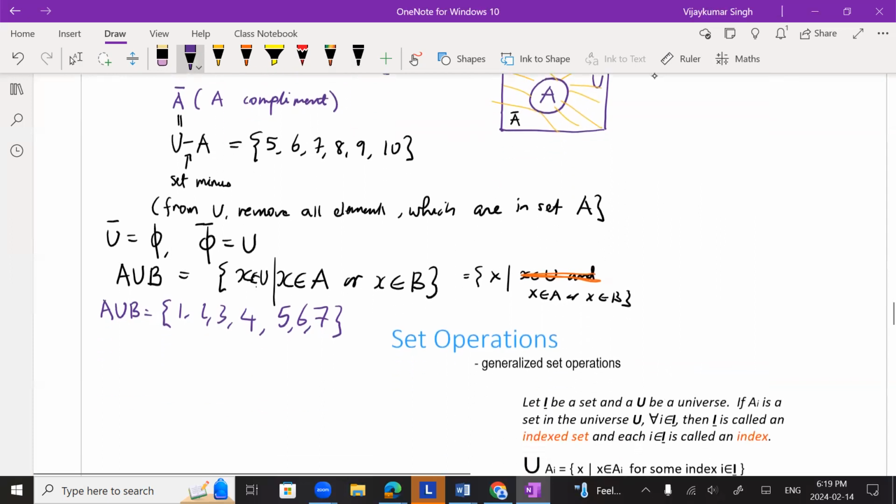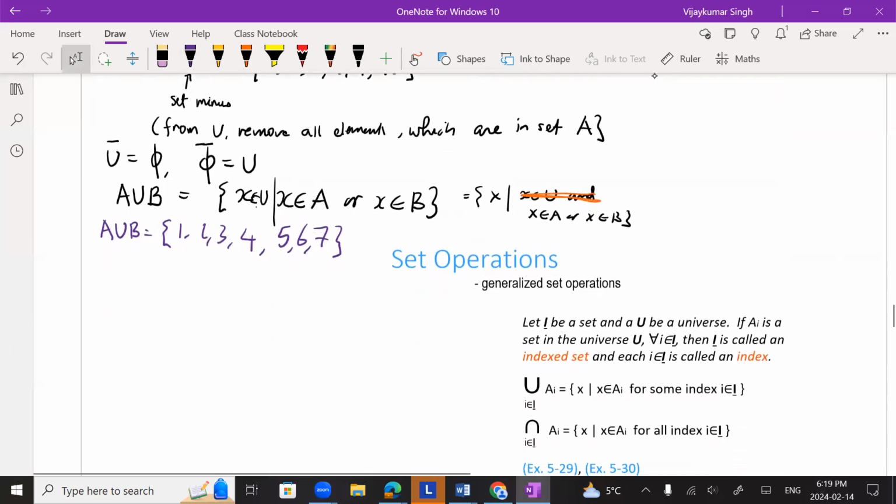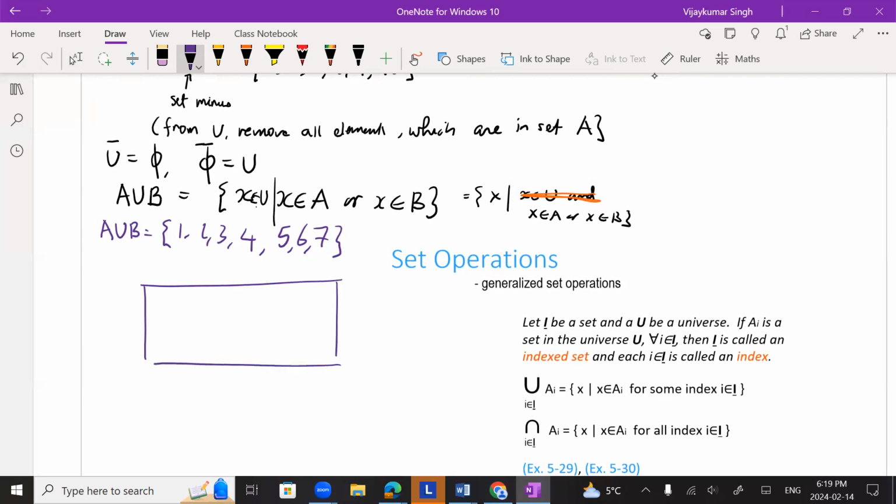Now, if I want to draw the union, how will it look? So I have set A, I have set B. So this is my set A, this is my set B, and I'm in the universe. This is my universe U. Then set A union B is this thing, this is my A union B.